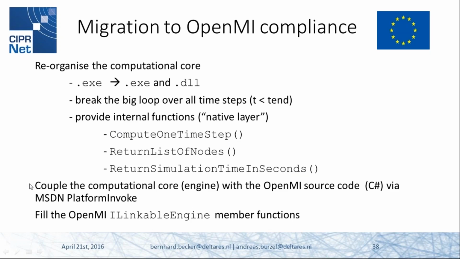Next step is to couple the computational core, we call it the engine in OpenMI, with the OpenMI source code. This is C# or Java, and in case of C#, you would use MSDN platform invoke. There are also some examples of how you can do that. And then the final step is to fill in the OpenMI linkable engine, which is an interface, with all the member functions with the help of the functions you have predefined here.